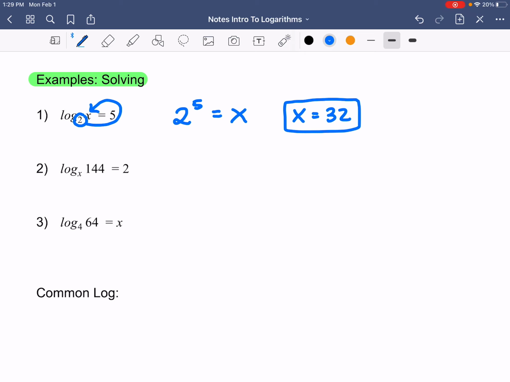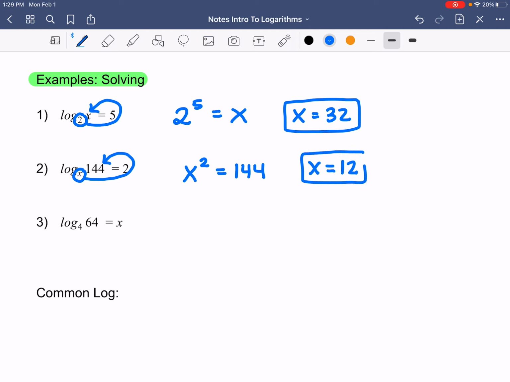We can solve the next problem, even though x was in a different spot, we'll solve it a little differently, but we can still solve it using the loop trick to put it into exponential form. So here's my base, x. So it becomes x to the power of 2 equals 144. So we just have to use some mental math. What number squared is 144? So hopefully we remember that that's 12.